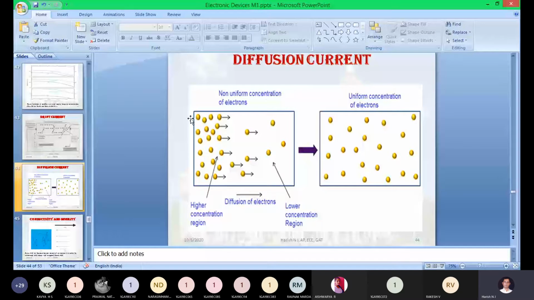In the same way, the current constituted by this electron and the current constituted by this electron are in opposite directions. When you calculate the net momentum, or the net current, in this particular situation, it will be zero. Correct.